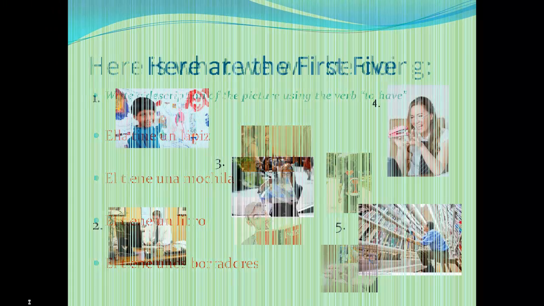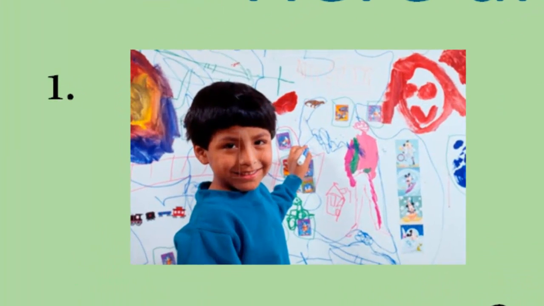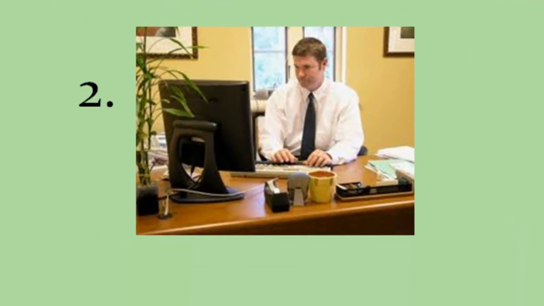Okay. And here's the assignment. You see, here's the boy with a marker. So how do you say he has a marker? Okay, he has a marker. Here's a guy with a computer or with a desk. Either way, desk or computer. Okay, so how do you say he has a desk or he has a computer?